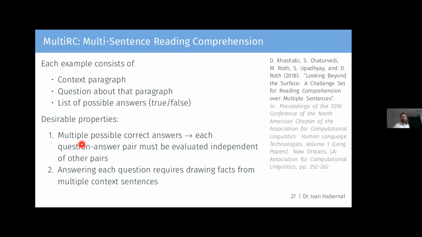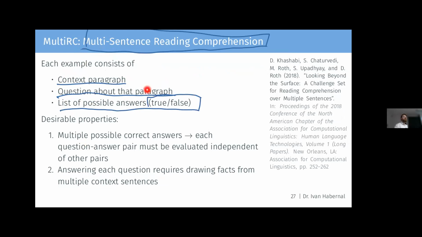So the last one from SuperGLUE is MultiRC, multi-sentence reading comprehension. So what does it mean? You have, again, a context paragraph, you have a question about the paragraph, and then you have a list of possible answers, which are true or false. I don't have an example here because it's super long, but you see it's getting more complicated, because there are multiple possible correct answers. So you have a list and each of them could be right or wrong.